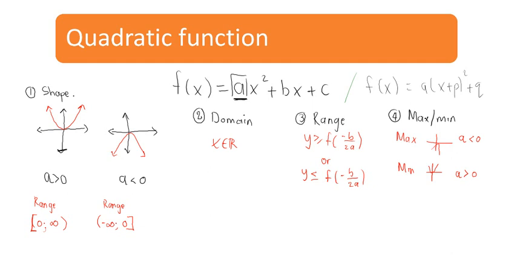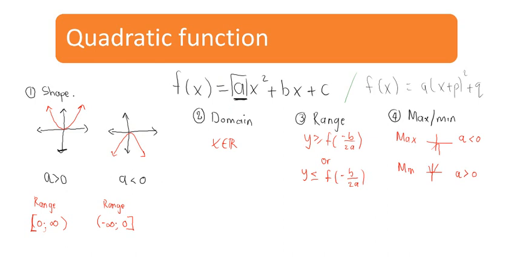Okay, so firstly, when you're given a quadratic equation and you're trying to determine the shape of that quadratic function, you need to take note of the a value, the coefficient of your x squared, and see whether it's positive or negative. If your a is greater than 0, then your quadratic function is going to open upwards. If your a is less than 0, your quadratic function is going to open downwards. So the a value tells you whether your quadratic function is going to open upwards or downwards.